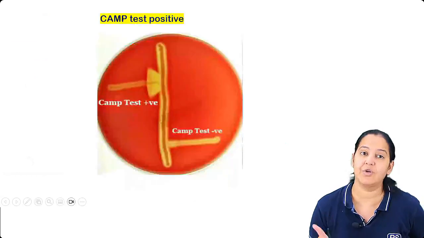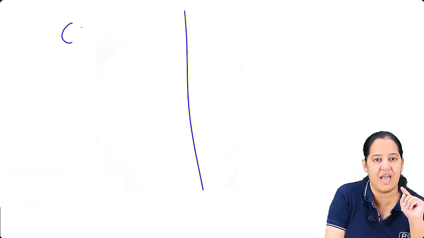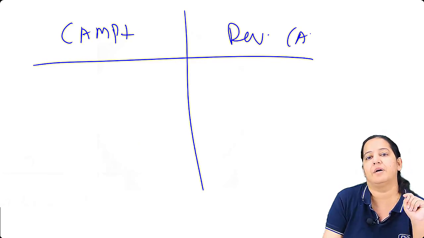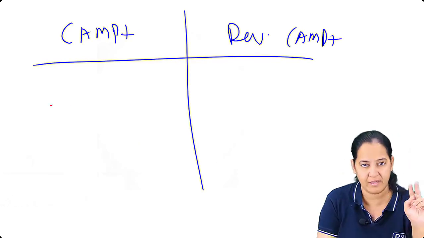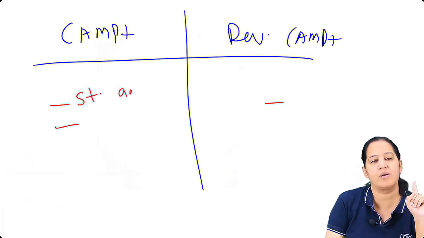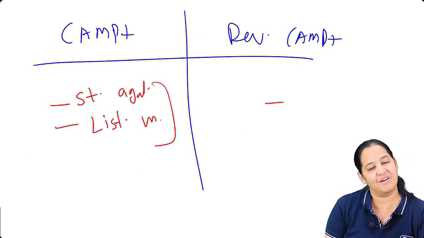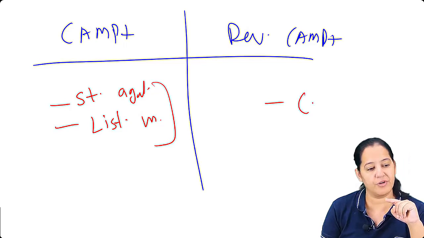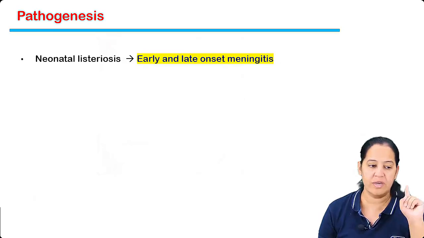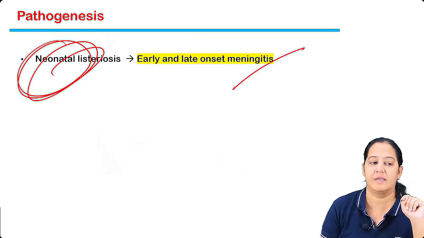And I have told you one more thing. It is also a bacteria which shows CAM positivity. I told you there are two bacteria which are CAM positive, and only one bacteria which has reverse CAM. I taught you very clearly. The two CAM positive bacteria are Streptococcus agalactiae and Listeria monocytogenes, which I am teaching now. And the reverse CAM is Clostridium perfringens. Got it? It causes only one disease, neonatal meningitis, like Streptococcus agalactiae.